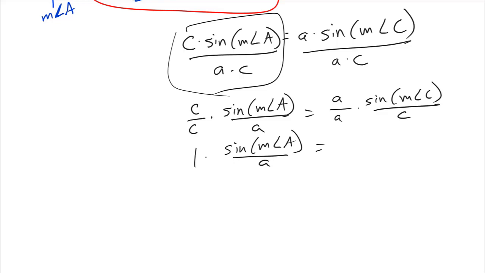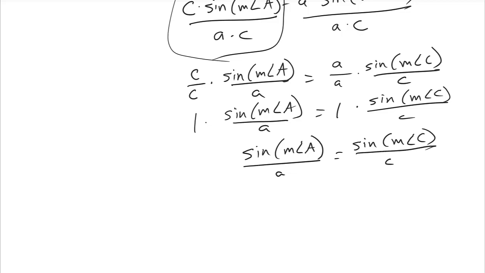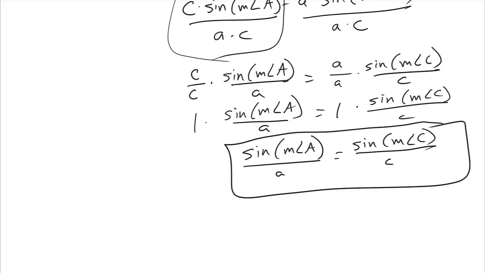And similarly over here, a divided by a, regardless of what the value of a is. We know it's not 0, that would be the only issue, but it can't be 0 because it represents the length of one of our sides. So in other words, we get that the sine of the measure of angle A divided by the side length a has to have the same ratio as the sine of the measure of angle C divided by the side length c. This is part of the law of sines.